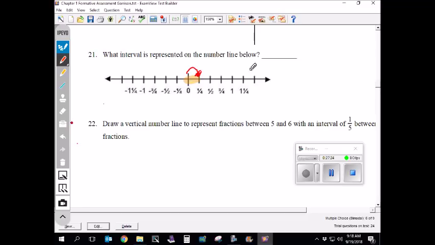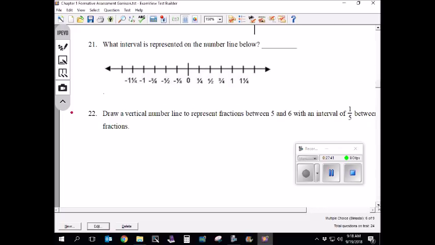So what is this number line actually counting by? What did you guys notice? Erica? It's counting by 1/4. So you could write it either way. No work required. That is learning target number 1. Give yourself a check or an X.